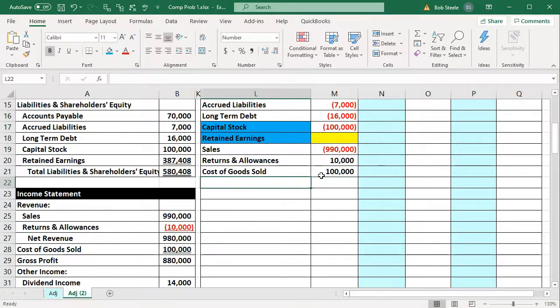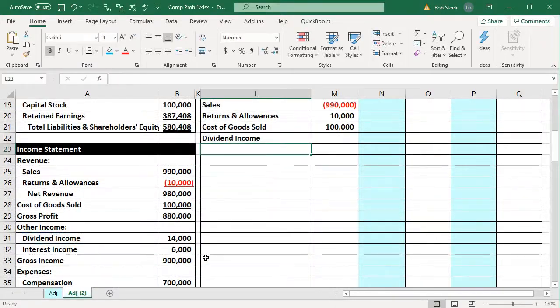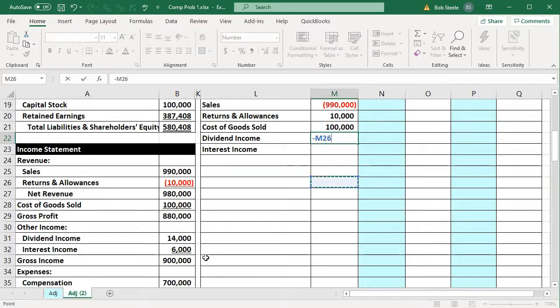So cost of goods sold. Then we have a subtotal. I'm not picking up these subtotals, notice. And then we're going to go down to the next actual account, which is going to be the dividend income. So I'll pick up the dividend income, and then the interest income. Those are income accounts and therefore credit balances. So I need to say credit balance. They should be negative of that and negative of that.